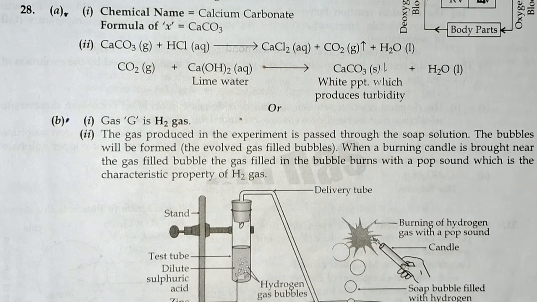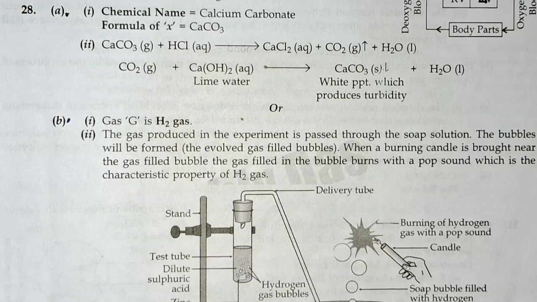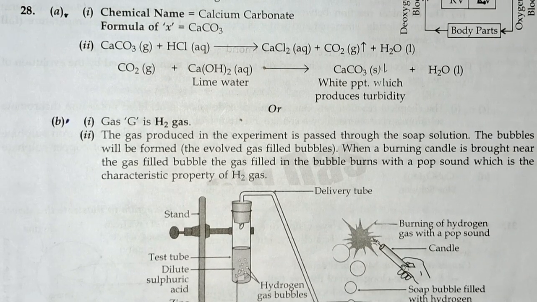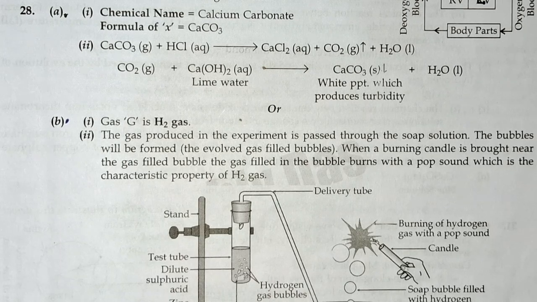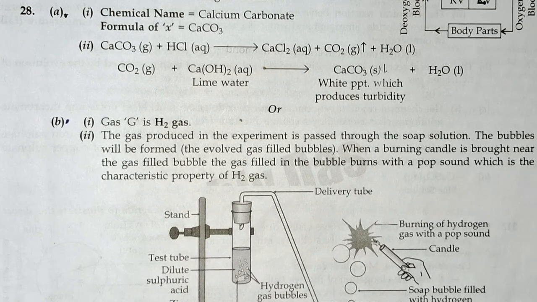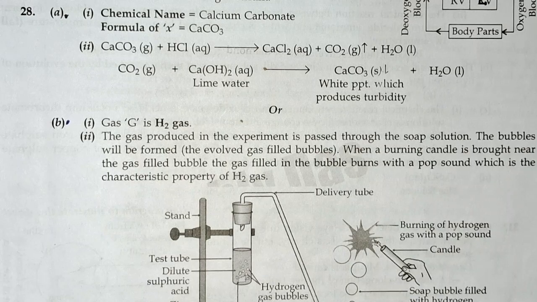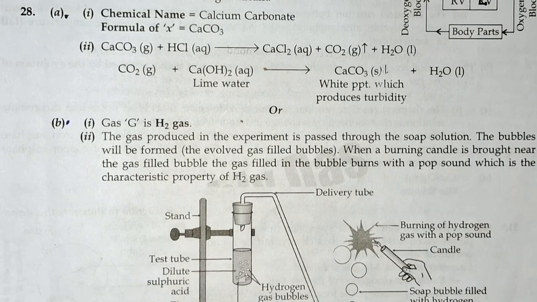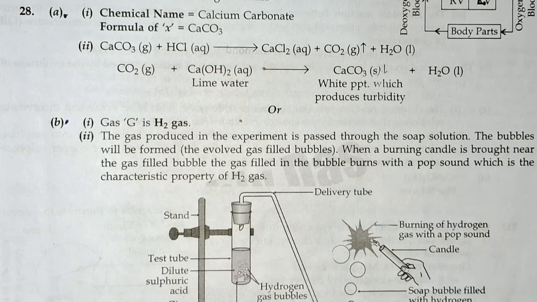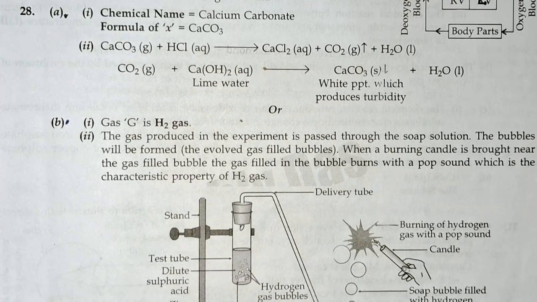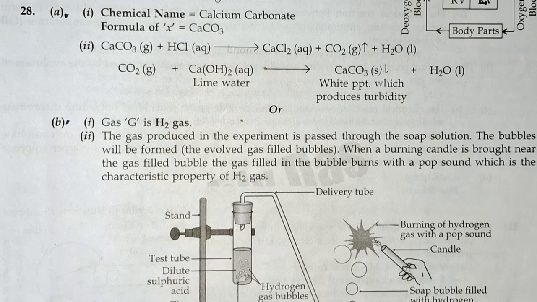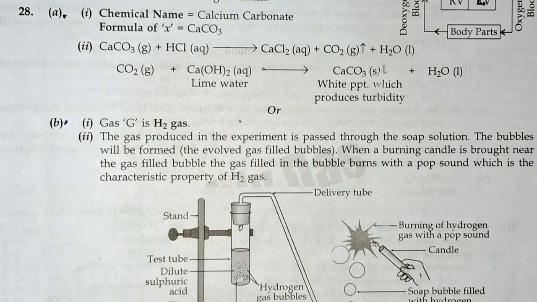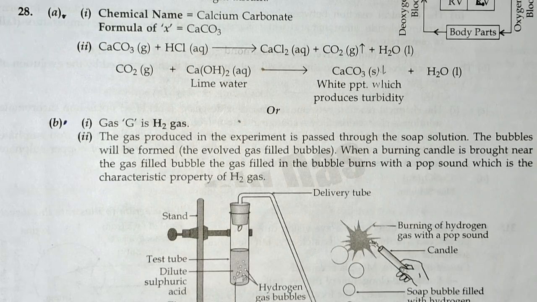Next, we have question number 28, part A. The X substance chemical name is calcium carbonate. Formula of X is CaCO3. Second, the equation is CaCO3 in its solid form plus HCl in aqueous form reacts to give CaCl2 aqueous plus CO2 gaseous plus H2O liquid.